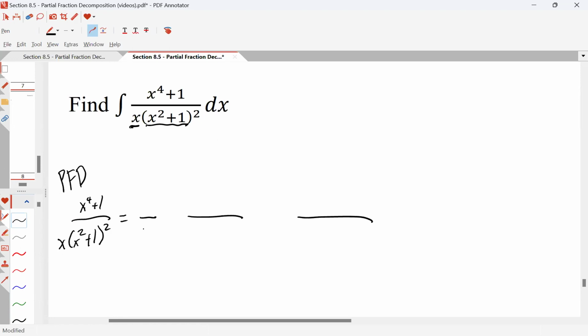The first one has a denominator of x. The next one has a denominator of x squared plus 1, and then we build those powers and have an x squared plus 1 squared.